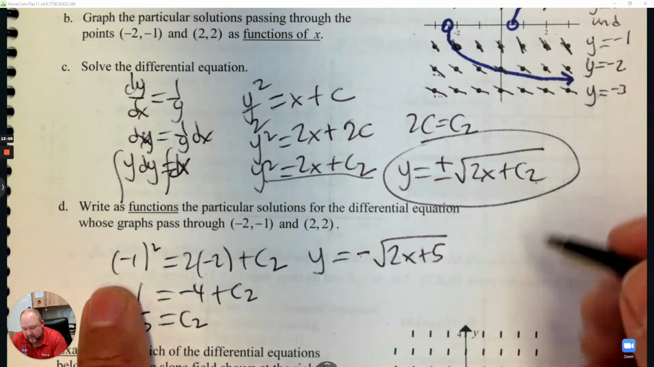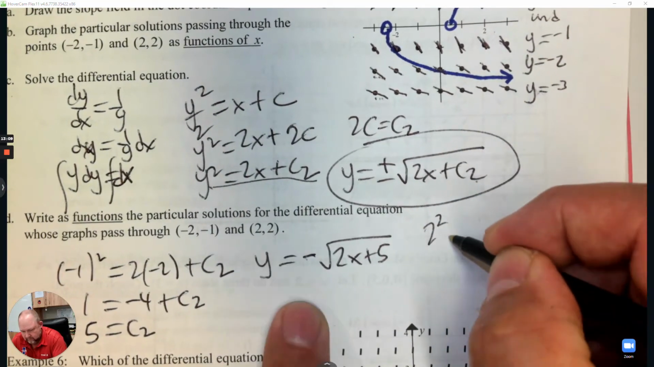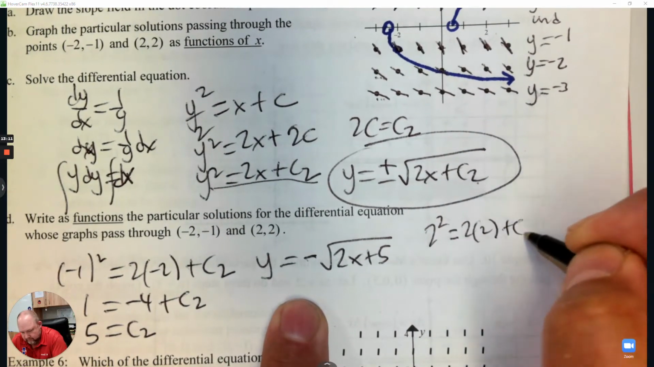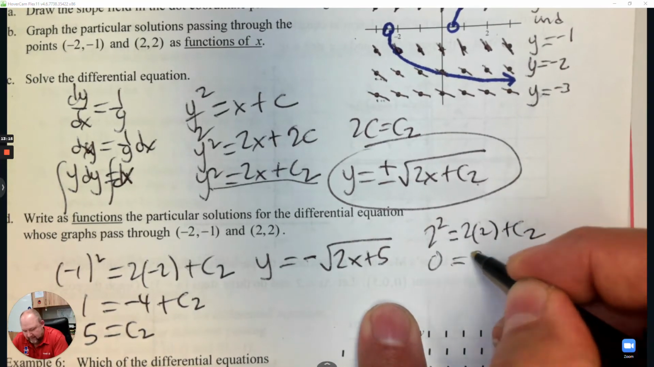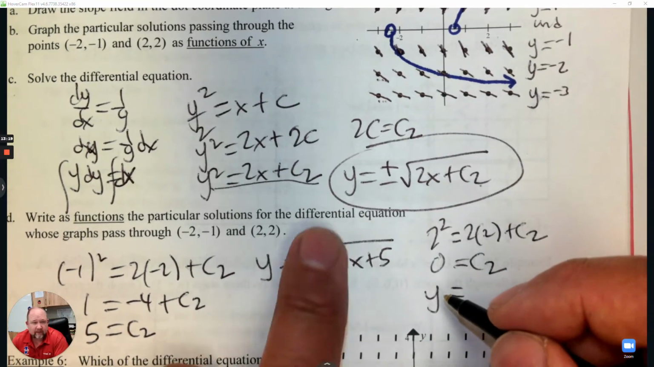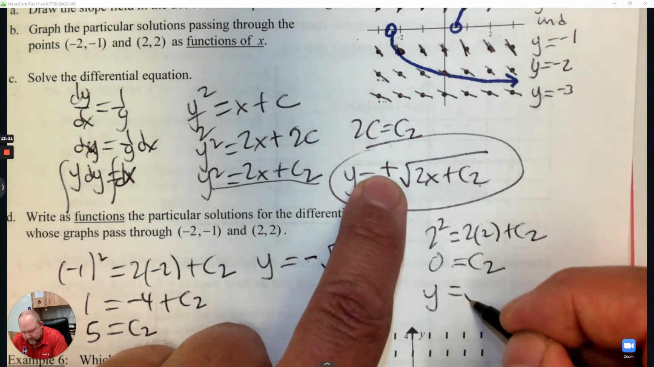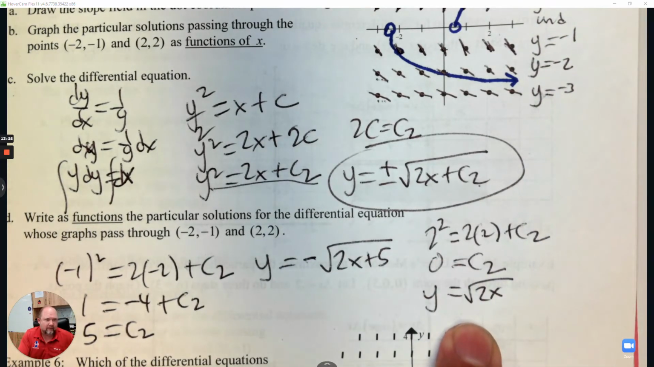And then the other one, I'm going to plug in 2, 2. So that's 4 and 4. So when I subtract, that answer is 0. So the equation, because it's a positive y value, I use the positive, and it's the square root of 2x plus 0, or just the square root of 2x.